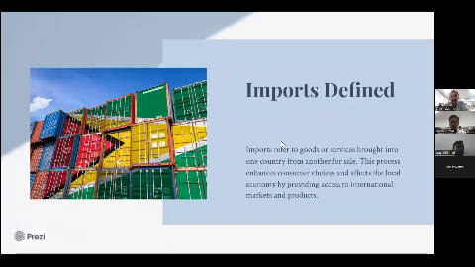Imports. In the other way, when we import goods or services from other countries like US, UK, Ireland, Finland, Switzerland, etc., to our country, they are called imports. For them, it will become a sale. This process enhances consumer choices and affects the local economy by providing access to international markets and products.